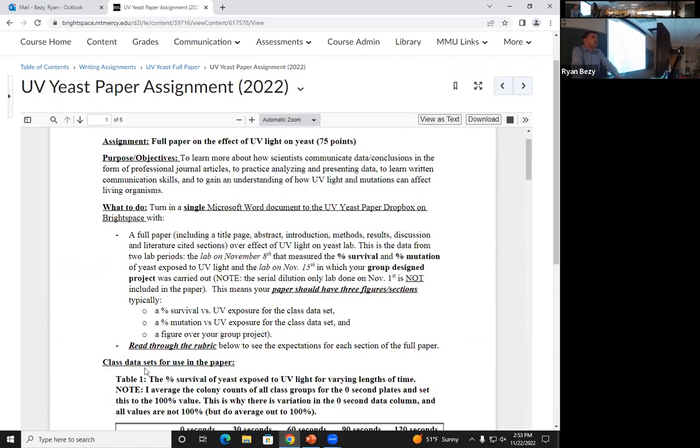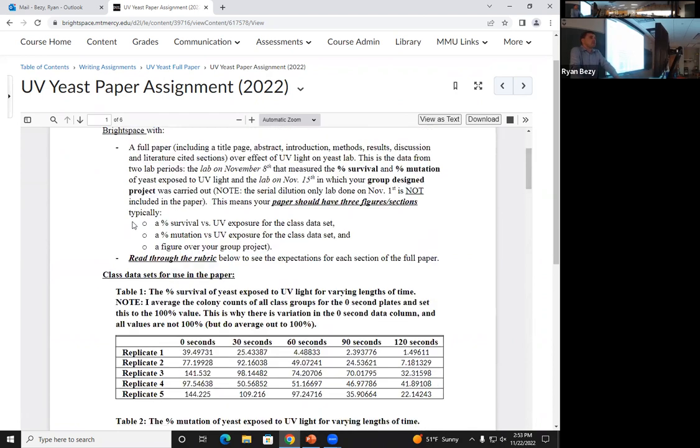With this one, I'm not trying to be hidden. Really, there's three different parts of the paper. The catalase paper had three different parts: concentration, temperature, pH, right? This one also basically has three different parts and three different figures that are required for the paper. One of the figures should be percent survival versus your time of UV exposure.